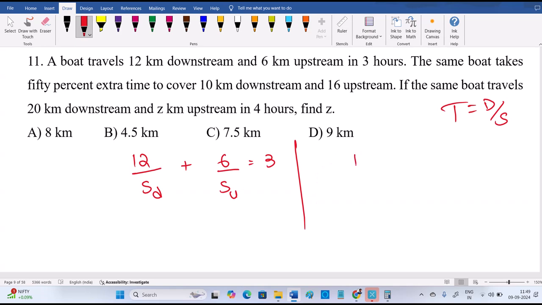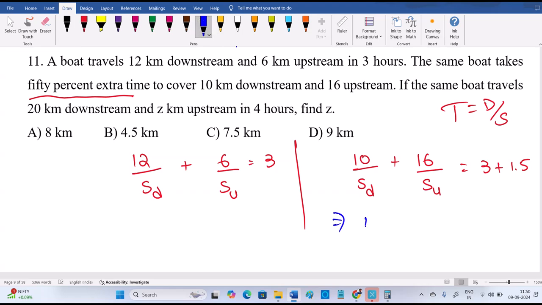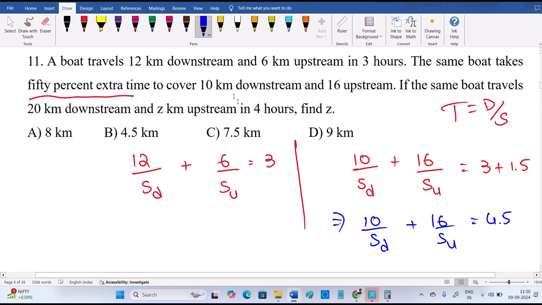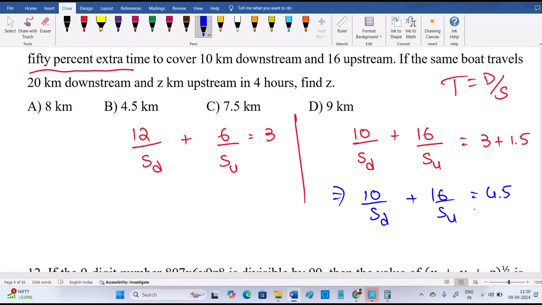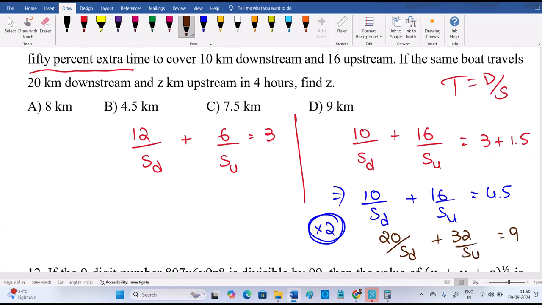Next, 10 kilometer downstream plus 16 kilometer upstream, 50% extra time for 3. 50% of that is 1.5, which means 4.5 hours it is taken. It's nothing but 10 divided by SD plus 16 divided by SU equal to 4.5. To make it integer format for better doing, I'll multiply the entire equation by 2. Timing in numbers is better now. So 20 by SD plus 32 by SU equal to 9.